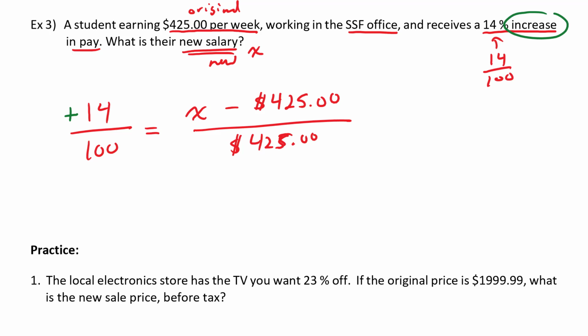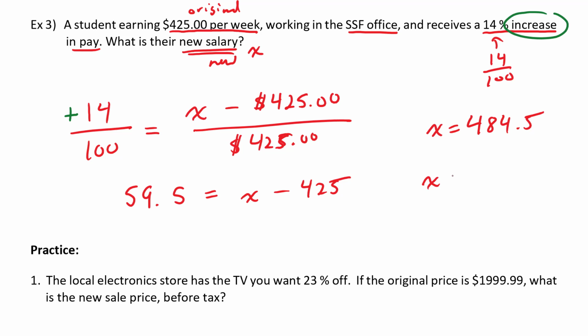14 divided by 100 times 425, we get... swing the minus 425 to the other side, becomes positive. X is equal to 484.5. Significant digits now. We're dealing with money. With money, we always round off to 2 decimal places.